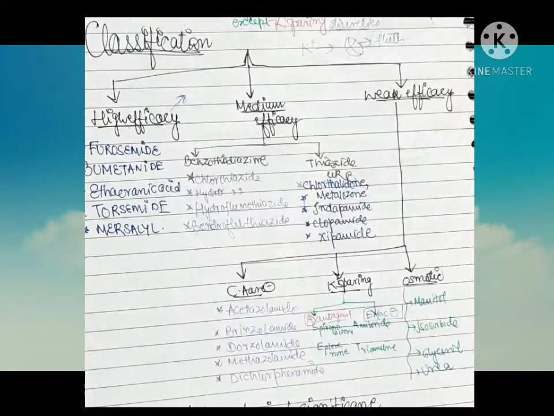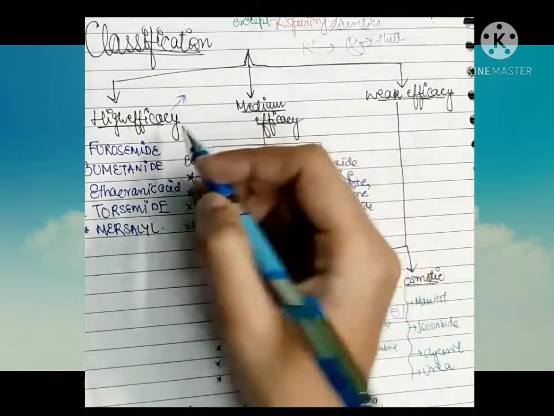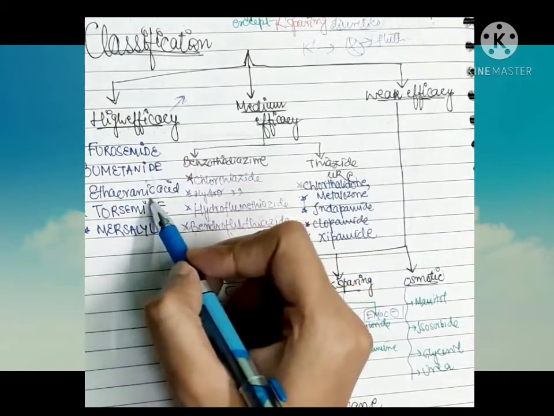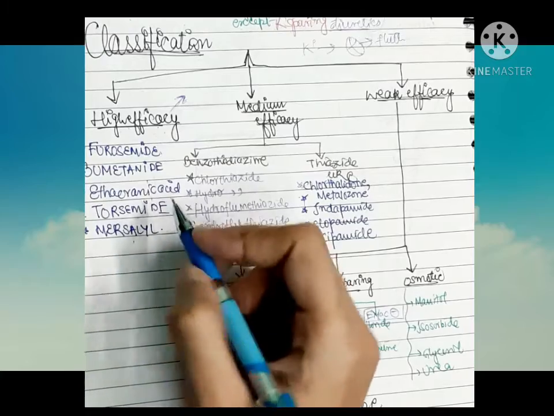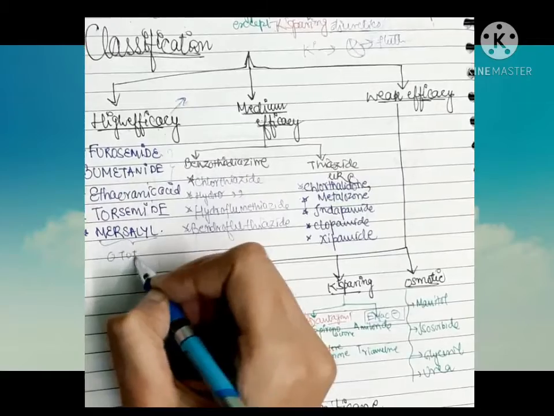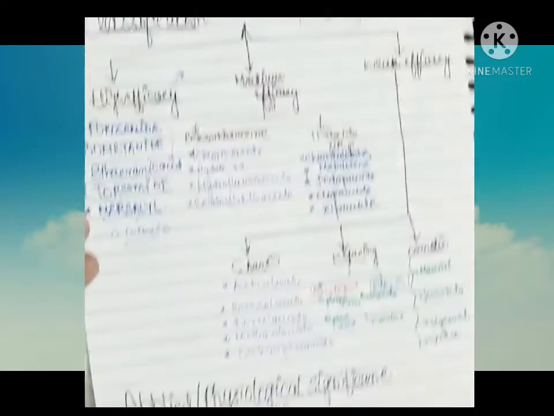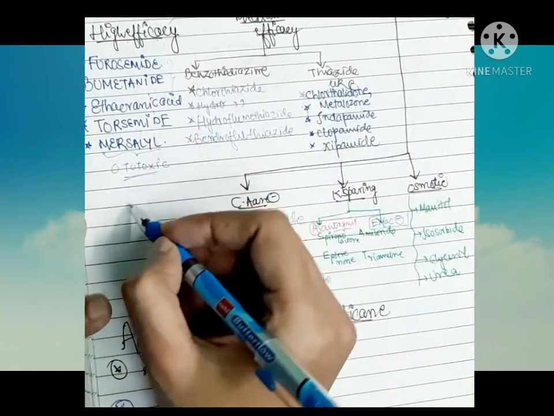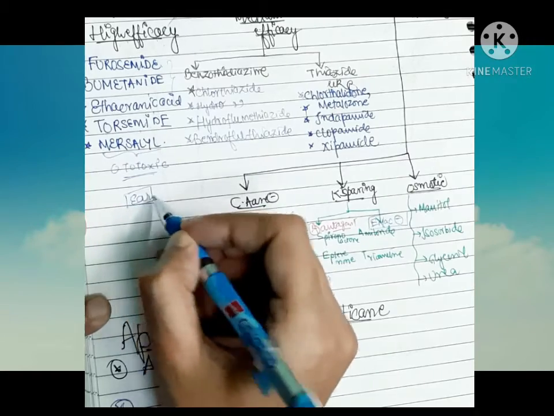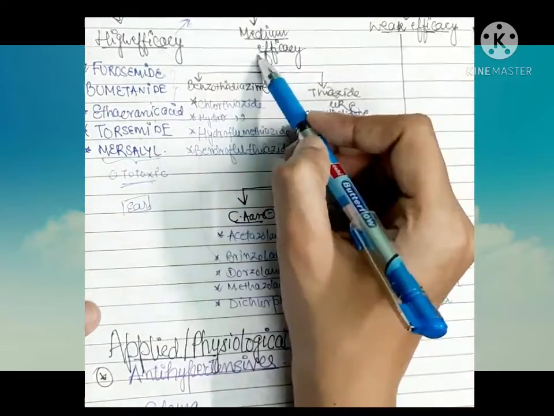In the high efficacy class, the names are furosemide, bumetanide, ethacrynic acid, torsemide, and mersalyl. Most of these are ototoxic. Ototoxic means they are toxic to the otolith organ. The otolith organ is present inside the ear, which helps in balancing.